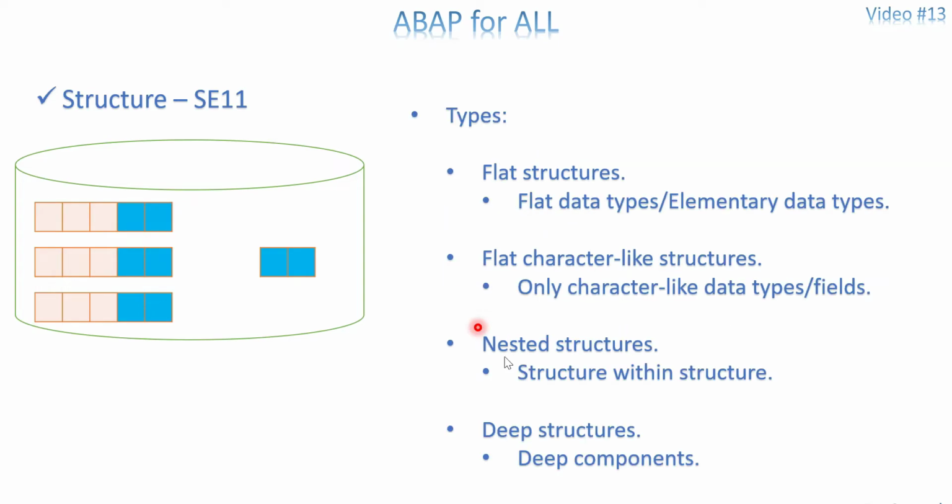The next is types of structure. What types of structures do we have? We have a flat structure, a flat character-like structure, a nested structure, and a deep structure.